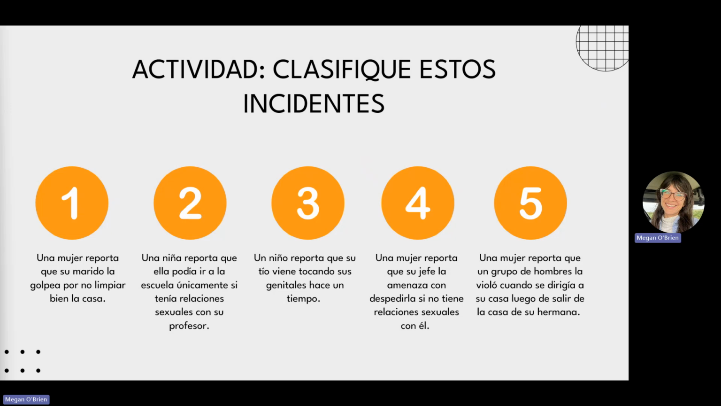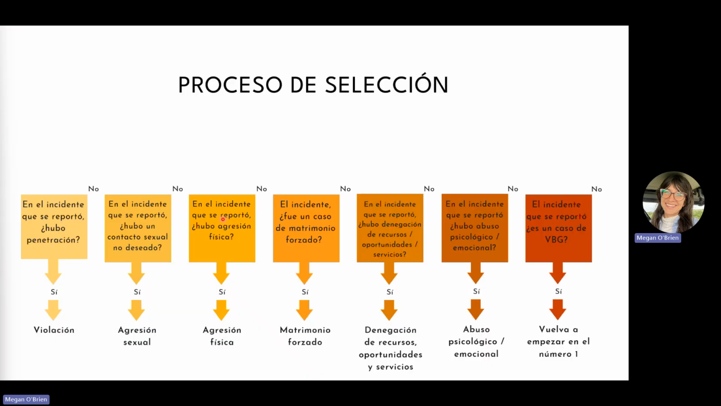A woman reports that her boss is threatening to fire her if she does not have sex with him. Was penetration involved? No. Was unwanted sexual contact involved? No. Was physical assault involved? No. Was forced marriage involved? No. Was the denial of resources, opportunities, or services involved? In this specific example, no.